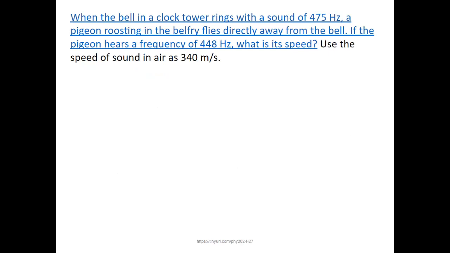So let's take a look at an example where the observer is moving and the source is stationary. This one says: when the bell in a clock tower rings with a sound of 475 hertz, so that's your f_s, a pigeon roosting in the belfry flies directly away from the bell. If the pigeon hears a frequency of 448 hertz, what's the speed of the pigeon? Again, use the speed of sound in air as 340 meters per second.